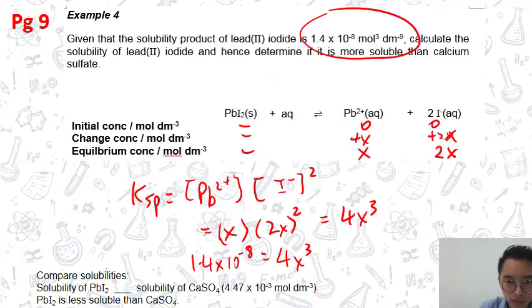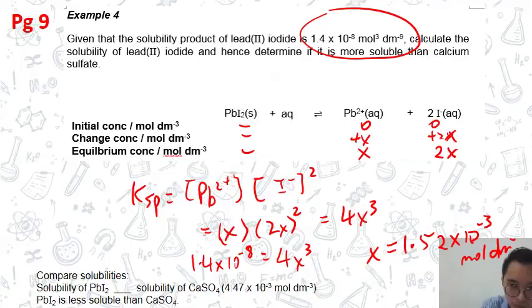So you divide it by 4 and solve for x. x will be equal to 1.52 times 10 to the power minus 3 mole per dm cube. By the way, the solubility, or the x, will always have units of mole per dm cube. So this will be the solubility.